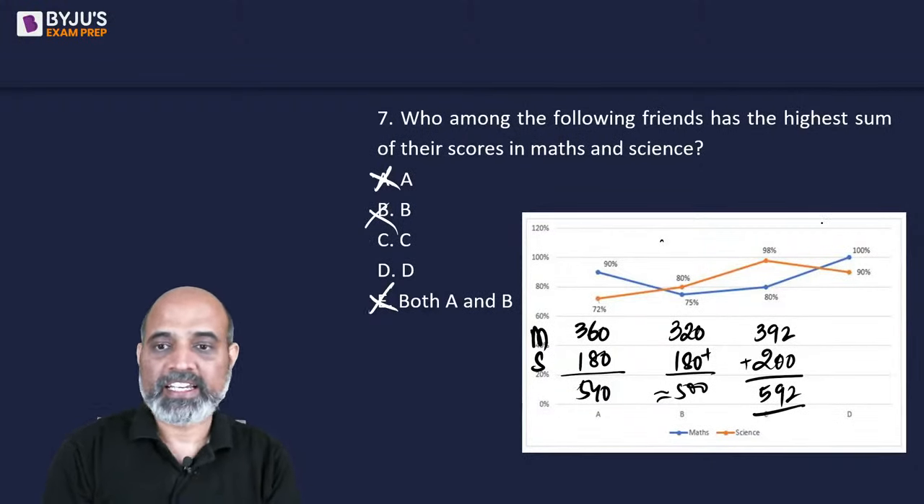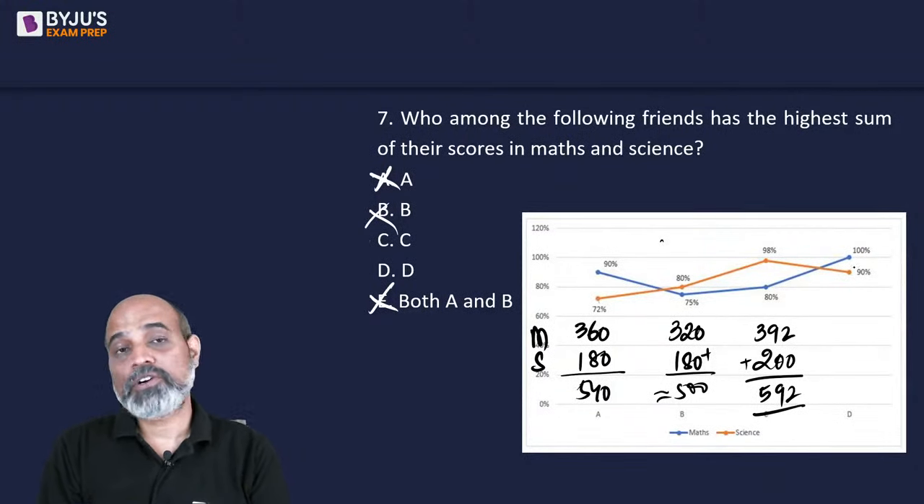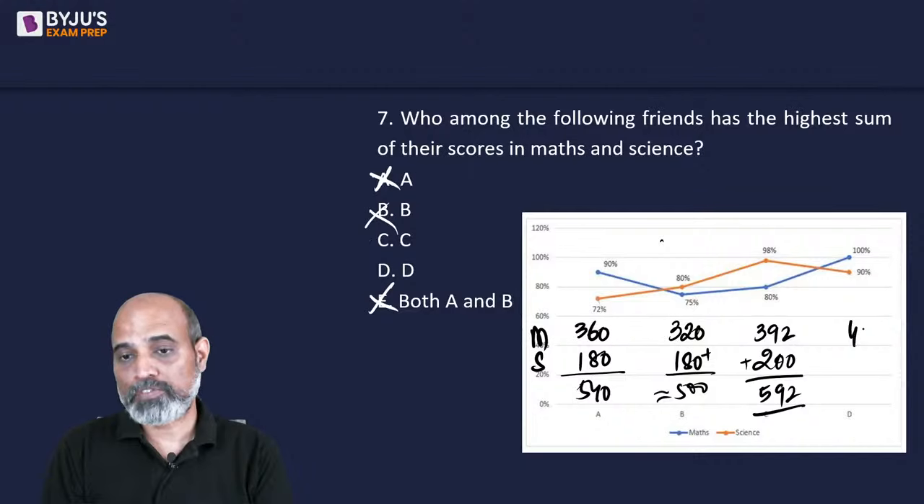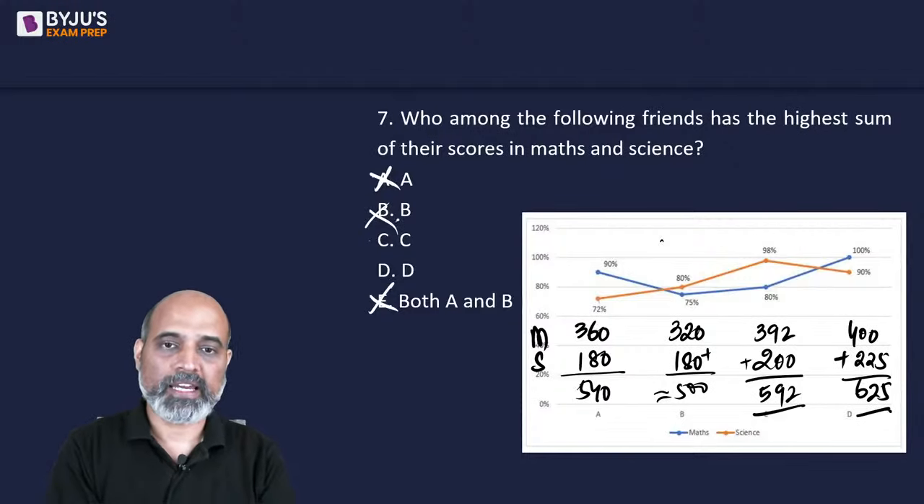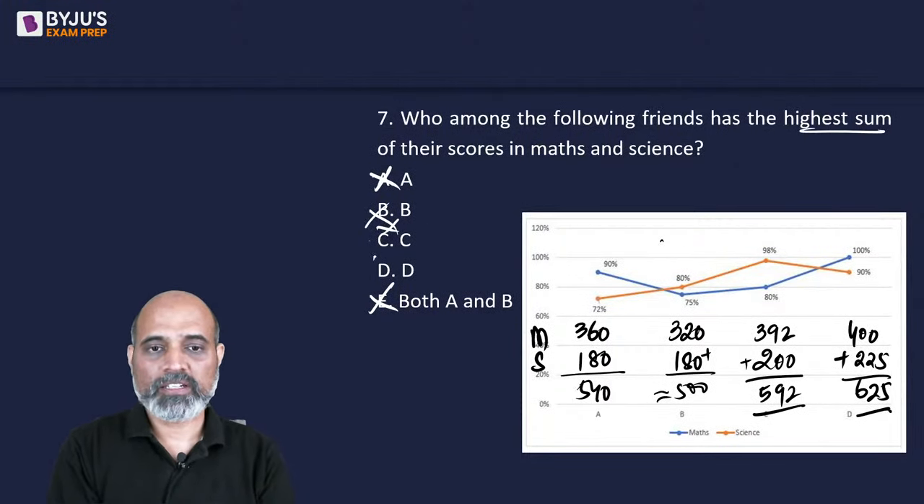Okay, let's check D now. 100% of 400, भाई सबको full marks आया था maths में, plus 90% of 250, which is going to be 225. This is definitely more than 600, so we get the answer as highest चाहिए था, so D.